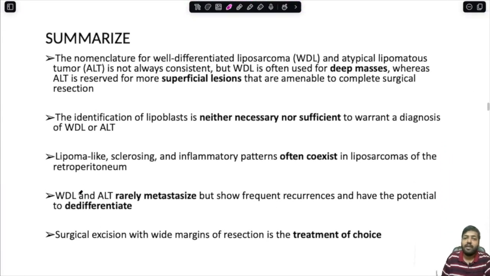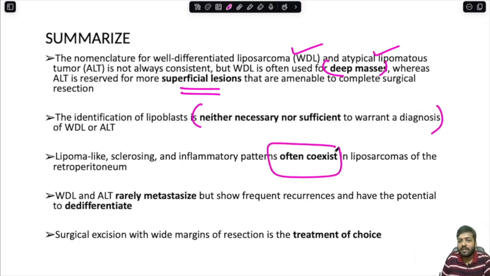To summarize, the nomenclature for well-differentiated liposarcoma and atypical lipomatous tumor is not always consistent, but WDL is often used for deep masses, whereas ALT is reserved for superficial lesions amenable to complete surgical resection. The identification of lipoblasts is neither necessary nor sufficient for diagnosis of liposarcoma. Lipoma-like, sclerosing and inflammatory patterns often coexist in liposarcomas of the retroperitoneum. WDL and ALT rarely metastasize but show frequent recurrence and have the potential to de-differentiate. Surgical excision with wide margin of resection is the treatment of choice.